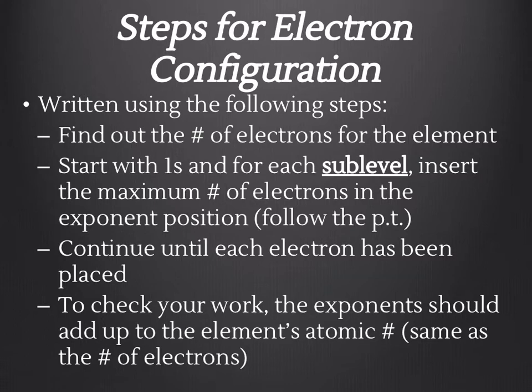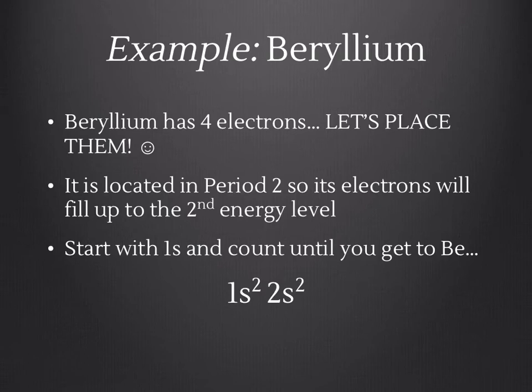The coefficient is going to represent our energy level. I'm going to have a letter to represent my sublevel, and then I'm going to have electrons represented by an exponent. And I'm going to place each electron following along my periodic table, and at the very end, I should be able to add up the exponents, and that would be my number of electrons, which would represent the atomic number. So here's beryllium. Beryllium, if you look, has an atomic number of 4.